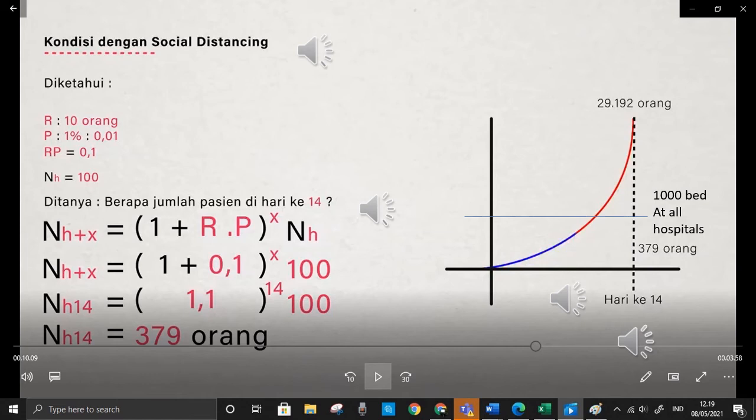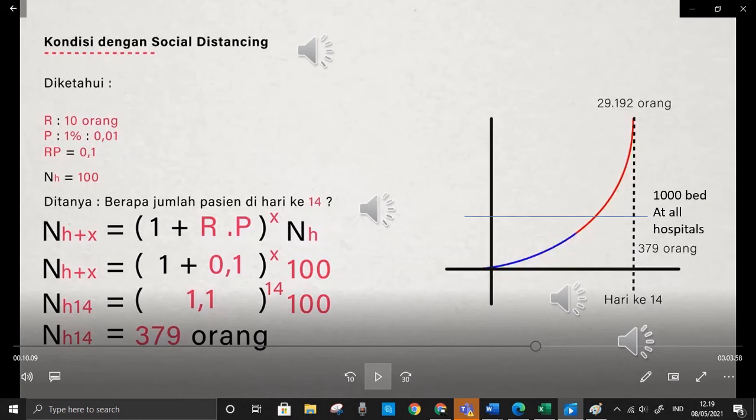Now we compare the situation without social distancing and the situation with social distancing at the 14th day in the graph as follows. You see, at the red graph, which is without social distancing, at the 14th day there are 29,192 people who got sick. And with social distancing, only 3,079 people got sick at the 14th day.